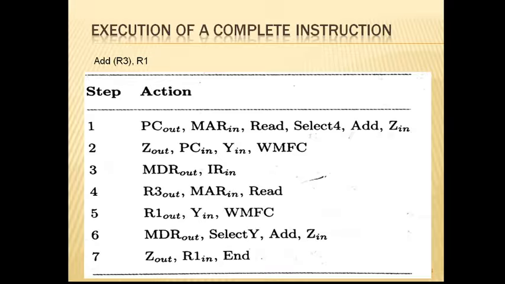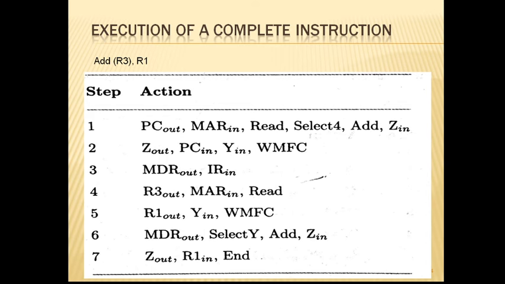Also make a note that the contents of MDR are gated to the bus, and thus to the B input of the ALU, and register Y is selected as the second input to the ALU by choosing select Y. You know how an arithmetic or logic operation is performed at the ALU. You can refer to that particular diagram and you will understand it. Then the sum is stored in register Z, and then it is transferred back to R1 in step 7: Z out, R1 in, and then end.